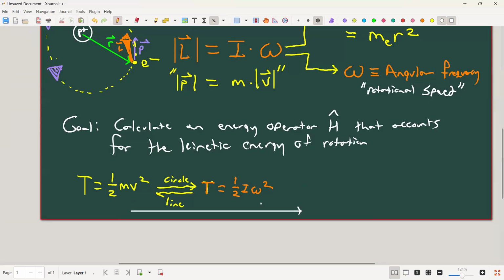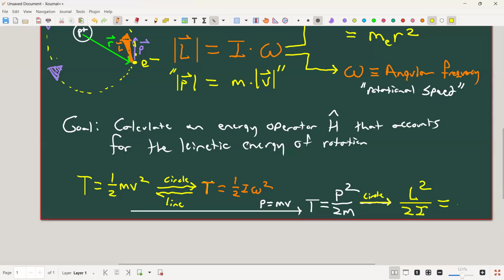Because we can use the fact that P is equal to mv, we can write that the kinetic energy is equal to P squared over 2m. And so when we go to our circle representation, we do the same thing again. We just replace our linear terms with angular momentum terms, and that's going to be L squared over 2I. All right, so the angular kinetic energy of the system is just the angular momentum squared divided by 2 times the rotational mass. I'm just making swaps.